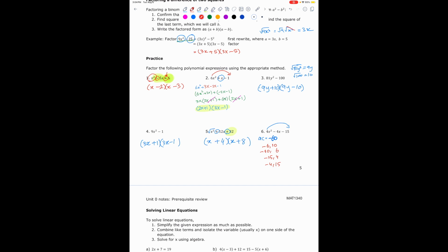Let's see which ones, if you add them, you get negative 4. If you add negative 6 plus 10, you get positive 4. That is not an option. Negative 10 plus 6 is negative 4, so that is an option. And the rest are going to result in negative 11 and 11, which doesn't work. So our option is negative 10 and 6. Now, I'll finish the work here.